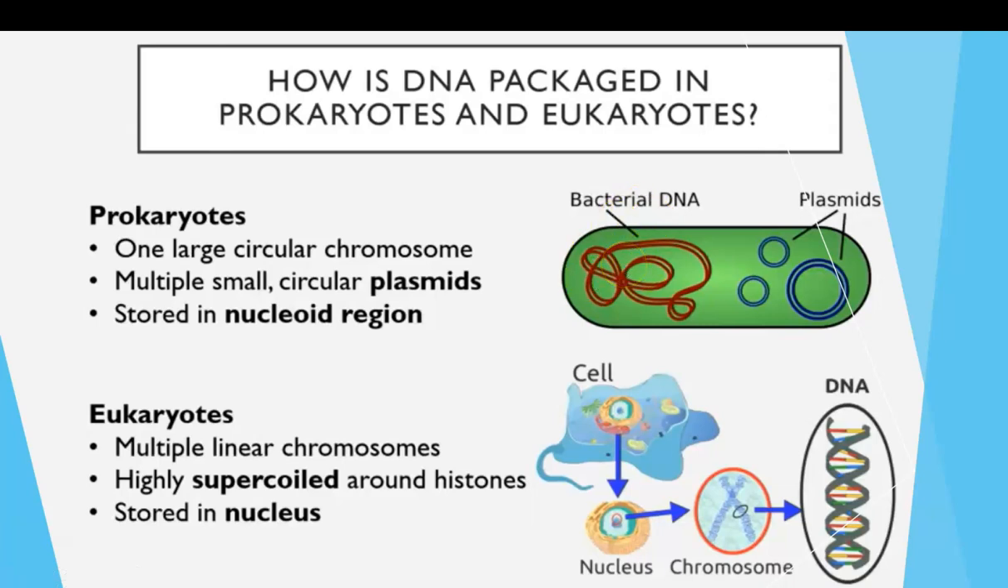Eukaryotic cells are much more complex, so they usually have multiple linear chromosomes. For example, in human cells, we have 46 chromosomes or 23 pairs, and they are very supercoiled, really twisted around proteins that we know as histones, and then they are located in a membrane-bound organelle that you know as the nucleus.